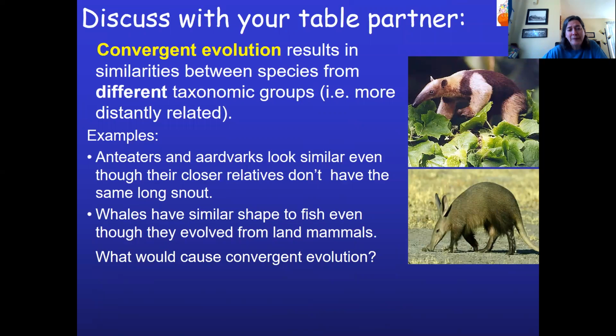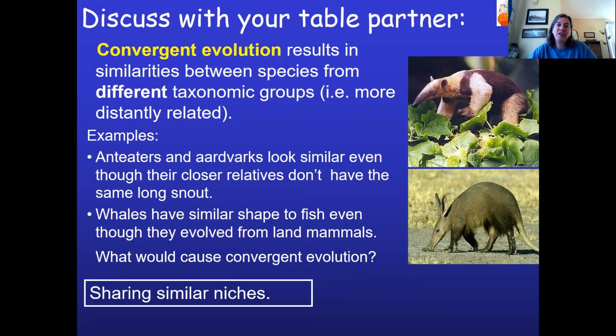All right, so convergent evolution, which is different from co-evolution, results in similarities between different groups. This is when you have two animals or plants that are not at all related, but they evolve similar characteristics, and they often live in completely different parts of the planet. Anteaters and aardvarks look really similar, even though their closer relatives don't have that snout. Whales and fish: one's a mammal and one's a fish. Very different, but they've evolved to have similar traits. What causes that is that they share similar niches, similar roles in their environment.